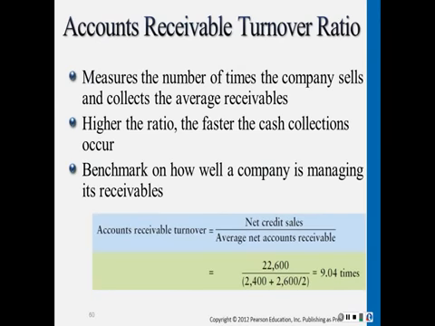The accounts receivable turnover ratio measures the number of times the company sells and collects the average receivables balance in a year. The higher the ratio, the faster the cash collections. Investors and creditors do not evaluate a company on the basis of 1 or 2 ratios. Instead, they analyze all the information available when they stand back and ask, what is our overall impression of this company? Ratios serve as benchmarks to see how well a company is managing its receivables. Accounts receivable turnover equals net sales divided by average net accounts receivable.